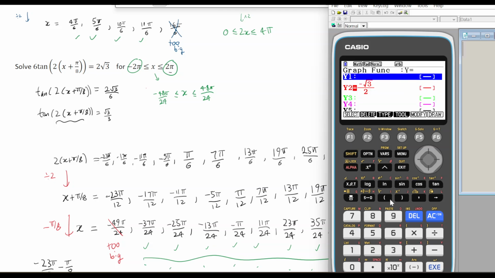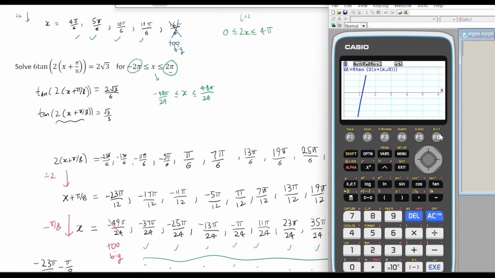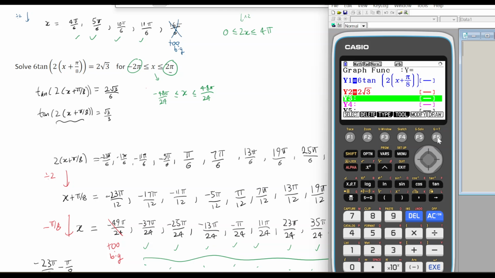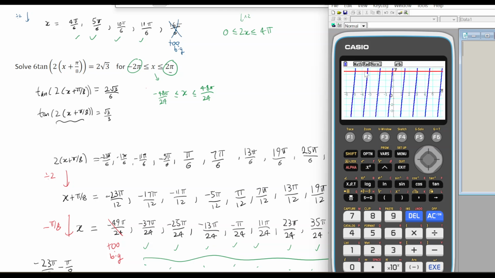Clear out that old one. So what do we have? 6 tan of 2 brackets x plus pi over 8. And 2 root 3. Draw that. And we better set our window from minus 2 pi up to 2 pi. And I think I said I was expecting 8 intersection points, I reckon. 1, 2, 3, 4, 5, 6, 7, 8.